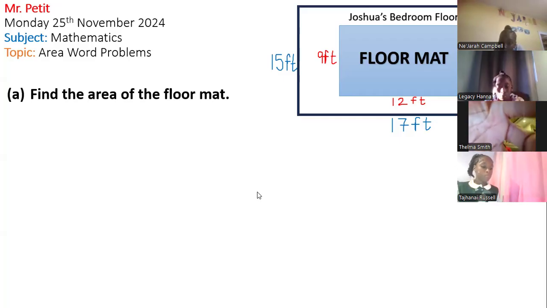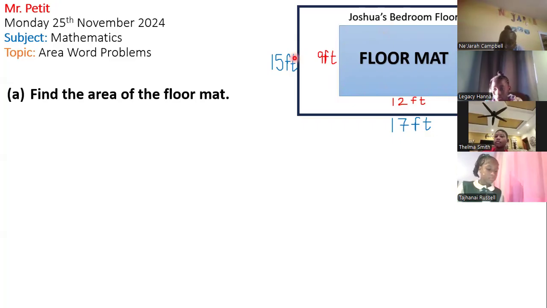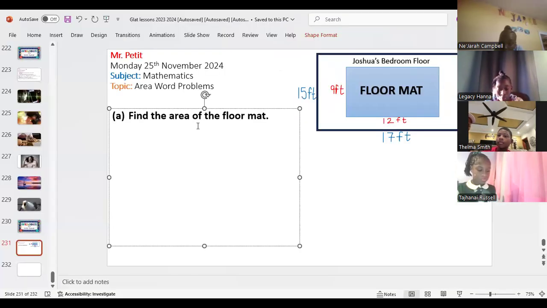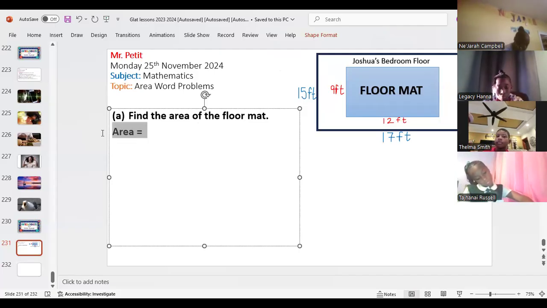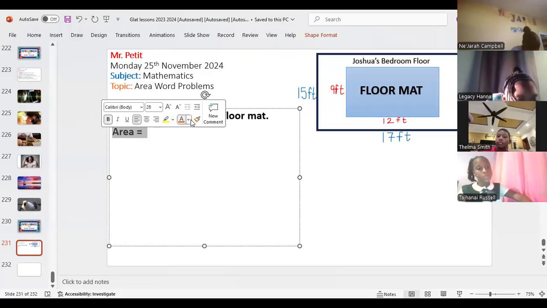Tajane, what's the shape of this floor mat? Rectangle. There we go. It's a rectangle. Kaden, turn your camera, please. And so what we have here is we have to figure out the area of the floor mat. Now, in order for us to figure out the area formula for a rectangle, y'all know the formula for area of a rectangle? What is it?